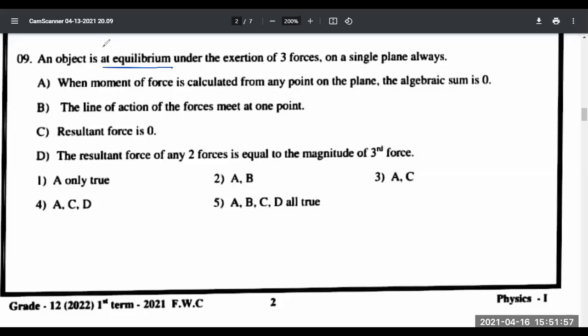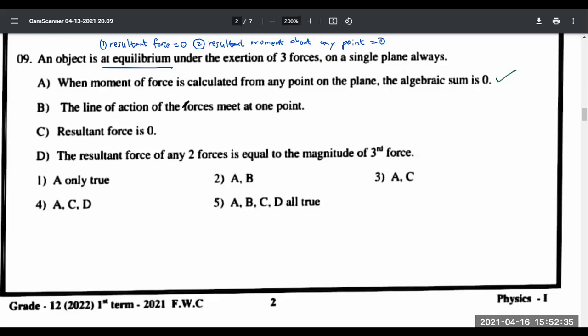There are 2 main conditions. One is that the resultant force should be 0. Second, the resultant moment about any point should be 0. These are the 2 main conditions which must be satisfied for an object to be at equilibrium. When moment of force is calculated from any point on the plane, the algebraic sum is 0. Yes, that's correct.